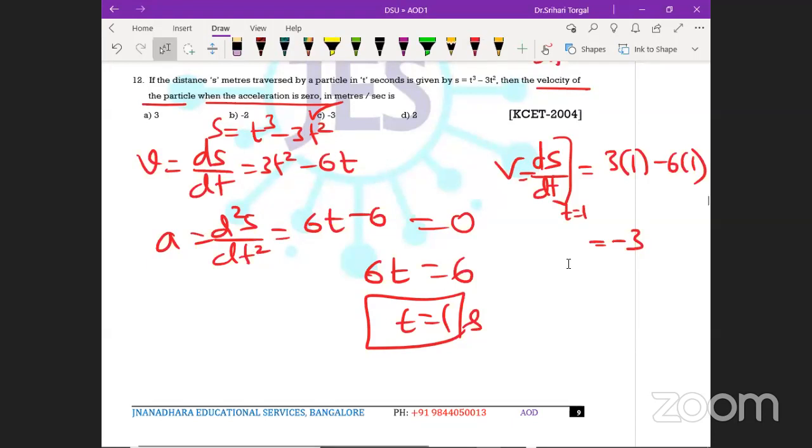Yeah. T is equal to 1. V is equal to minus 3. Option C is the right answer here. Right. Yes, velocity is negative here. And the acceleration, in velocity negative, what is the meaning of velocity negative?